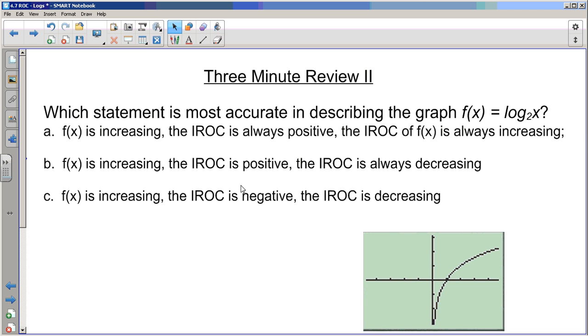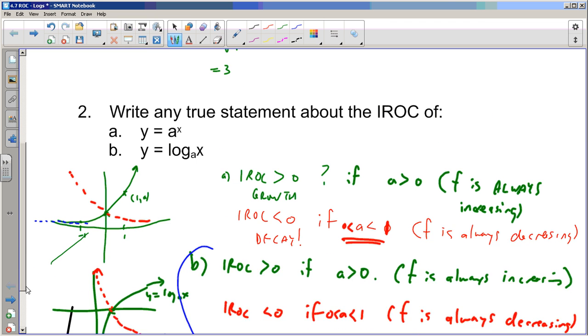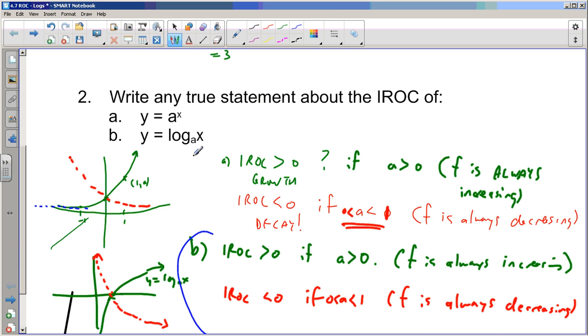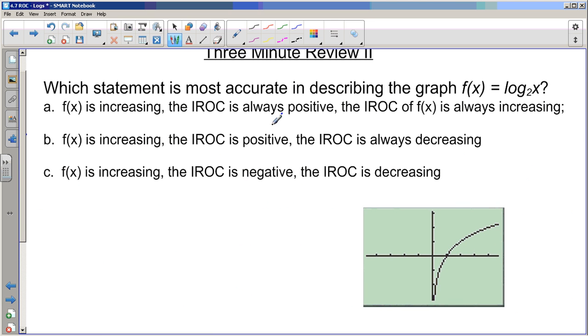But what's going on for the IROC? It says the IROC is always positive. Now that's true, right? When we were thinking about the IROC of the log function, we said that it's always positive if the base is positive. So this is true, and this is true. The IROC is always increasing. This isn't true.